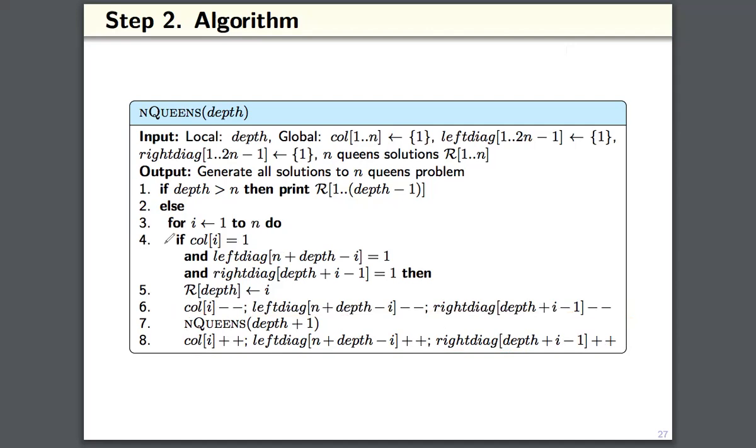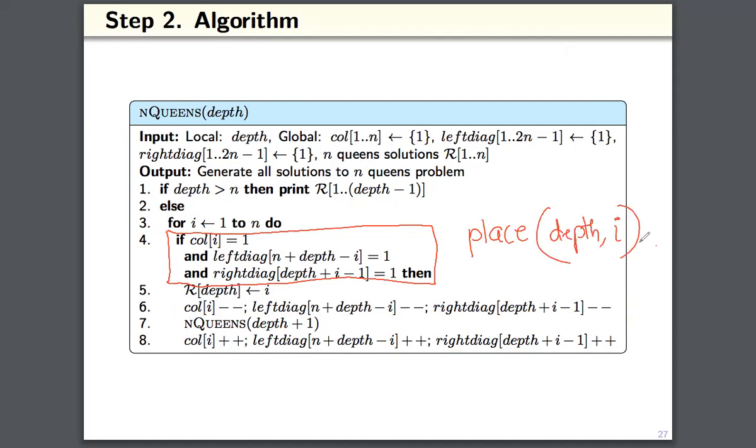Now we need to understand this constraint. This is the most important. What is the meaning of this constraint? This says that it is possible to place a queen in depth row, ith column. Now let's look at this matrix.